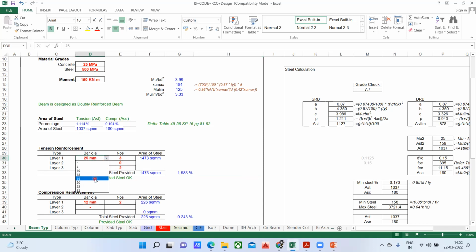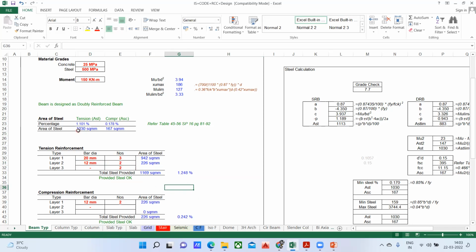So what I'm going to do, I'll make 16 diameter 3 bars, that is in layer 1. Then again in layer 2, I'll go with 12 diameter 2 bars. So we'll try to see whether this will work out. Even this is insufficient, right? So I can go with another combination. We'll go with 20 diameter 3 bars here, and in the second layer, I'll go with 12 diameter 2. Yeah, now this is very good.